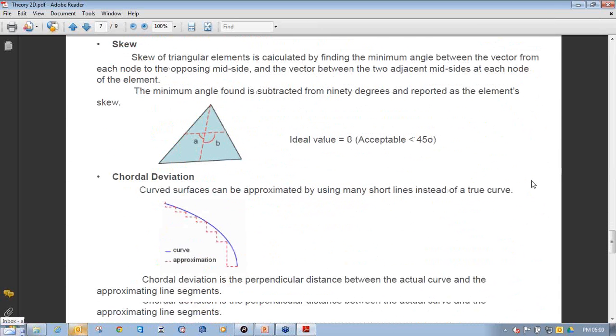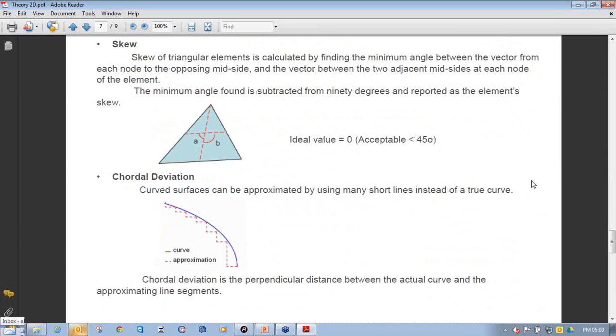Then we move towards the next quality check, that is skew. Skew for the triangular element is calculated by finding the minimum angle between the vector from each node to the opposing midside and the vector between the two adjacent midsides at each node of the element.